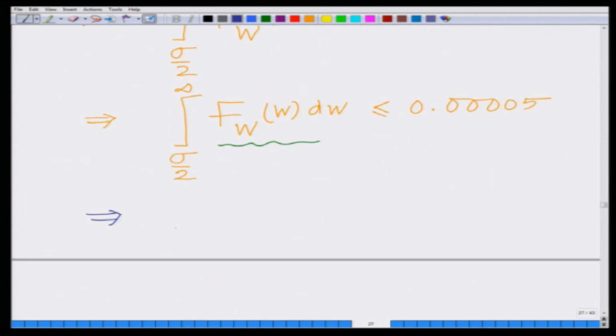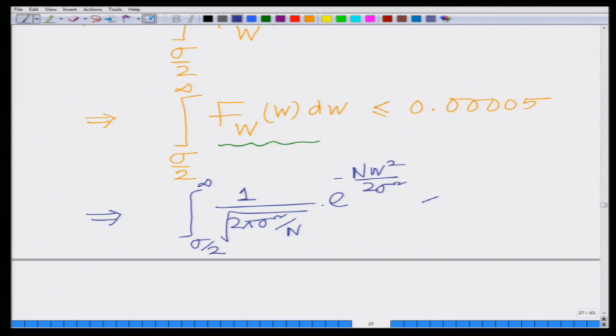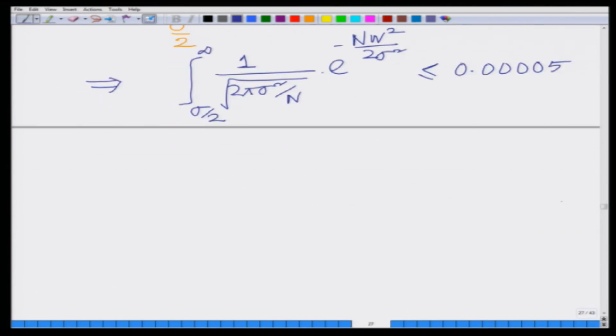Therefore, if we substitute this over here, we have the condition: the integral from sigma by 2 to infinity of 1 over square root of 2 pi sigma square by n, e raised to minus n W square divided by 2 sigma square, is less than or equal to 0.00005.